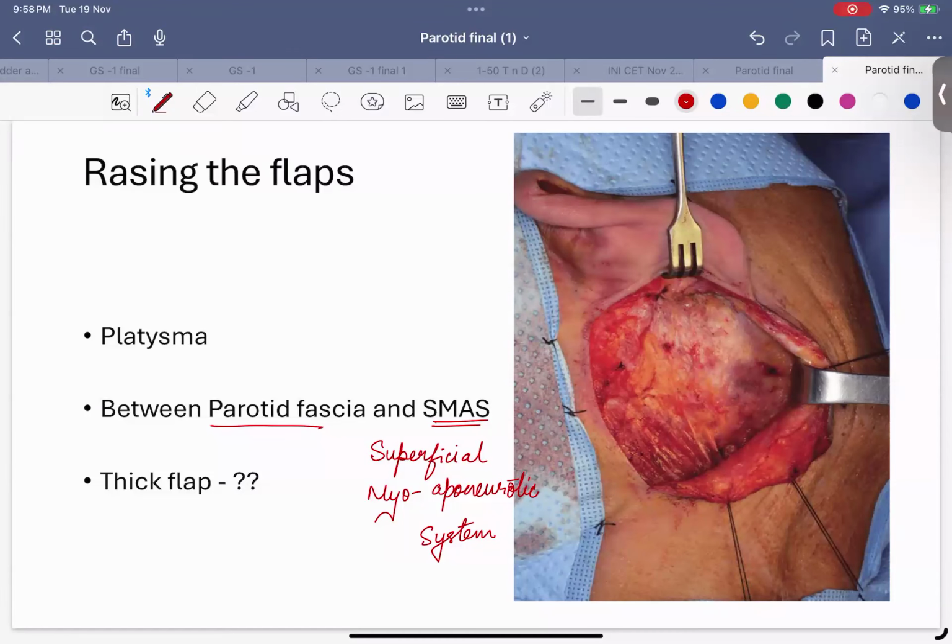Cutaneous innervation. If you take a very thin flap, the innervation will be lost. And one more is that flap necrosis can happen.